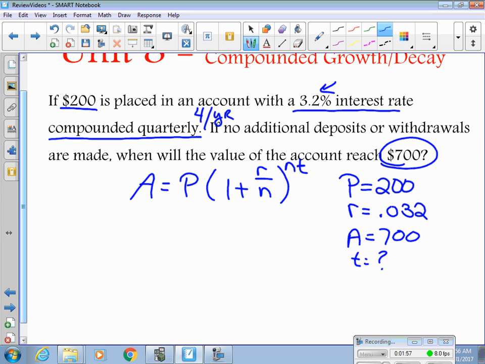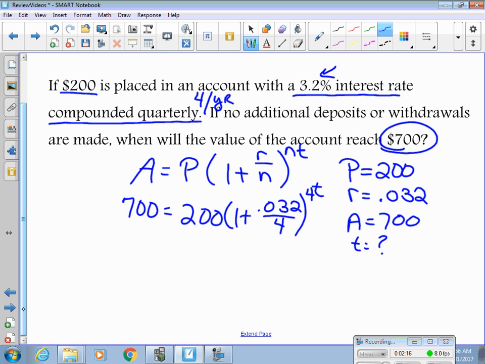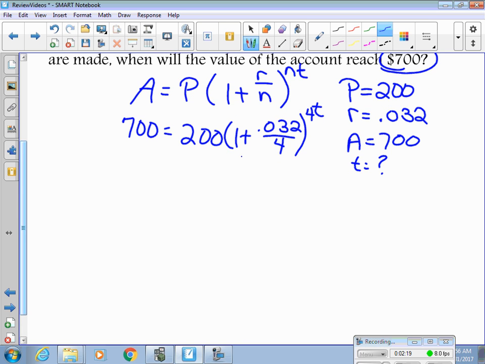Okay, so let's fill in the information that we have. 700 is equal to 200 times 1 plus 0.032 all over 4 raised to the 4t power. There's a little bit of work that we can do in there that makes our life a little bit easier. If we actually do this calculation right there on the calculator, it becomes 200 parentheses 1.008 raised to the 4t. That is a little bit nicer of a number to work with than the fraction, because I know you guys don't like the fraction.